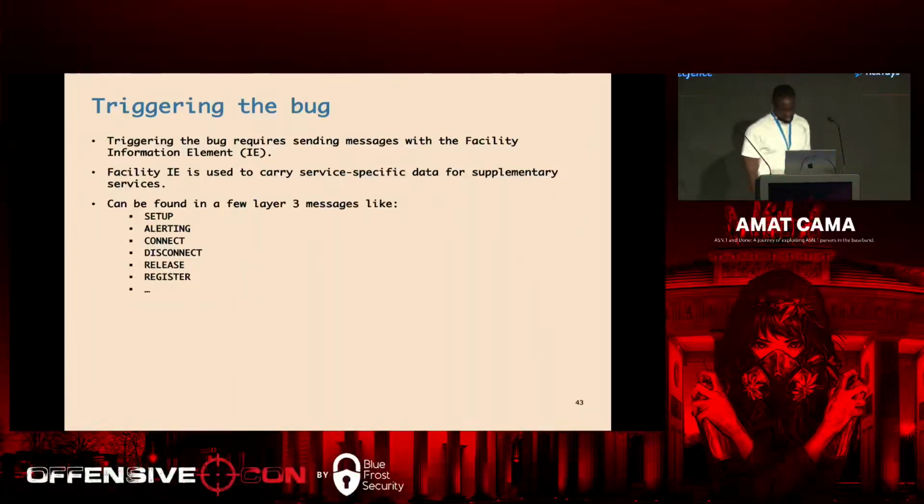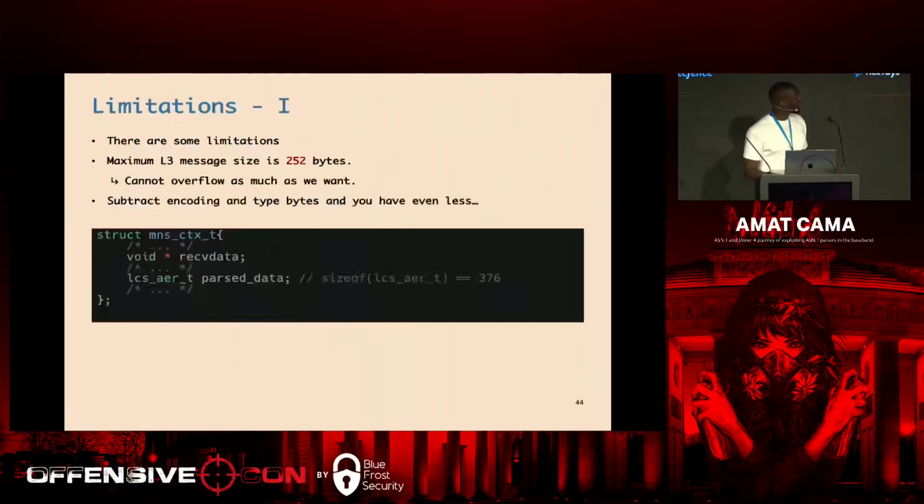and stuff like that. So unfortunately, the first thing regarding this bug is that there's a limitation, because in GSM, you can't send messages that are more than 252 bytes. And so essentially, we can't overflow as much as we want. And when you subtract encoding bytes and stuff like that, you get even less data.